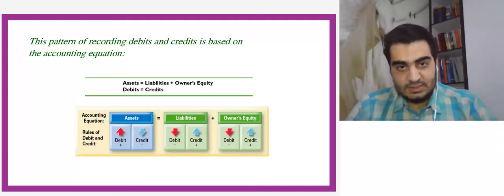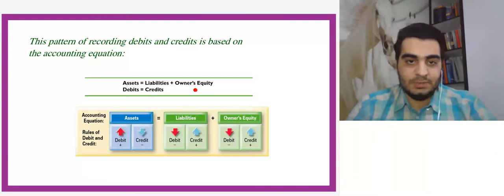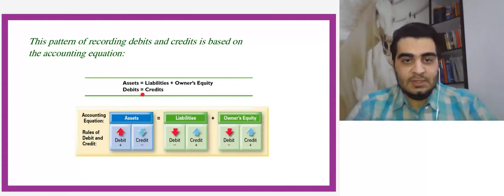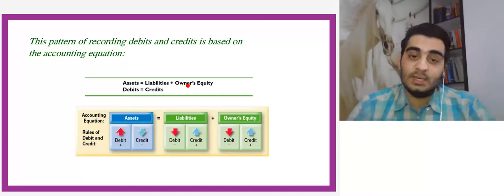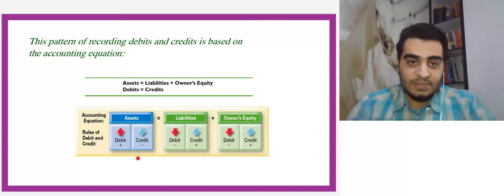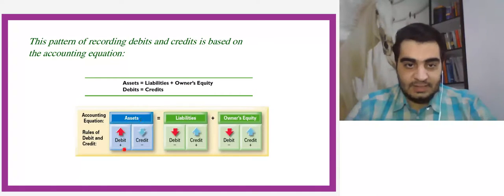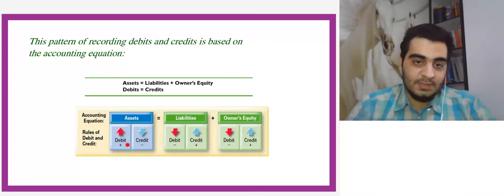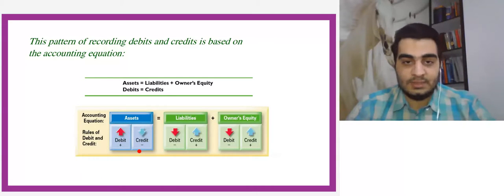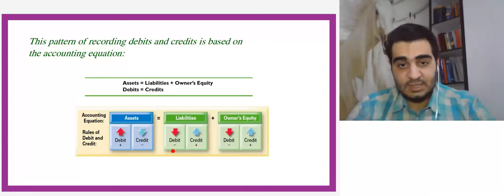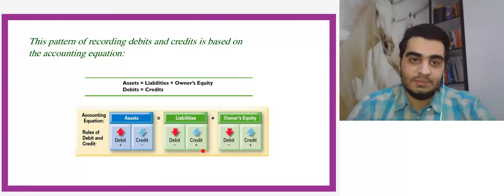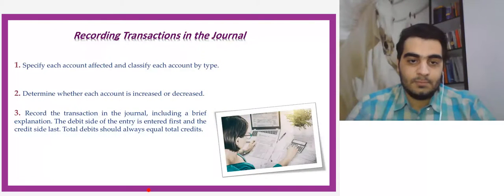The reason for this is the accounting equation. As you see here, the debits and credits must always be equal. In the accounting equation, assets must always equal liabilities and owner's equity. And for this exhibit, for assets, increases are debits, but decreases are called credits. But for liabilities and owner's equity, it's the exact opposite, which means debits are for decreases, while increases are credits.